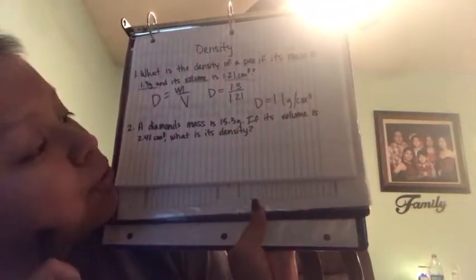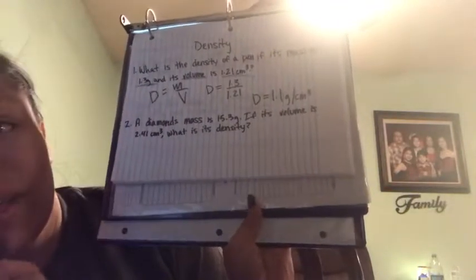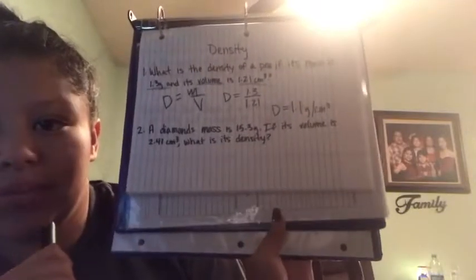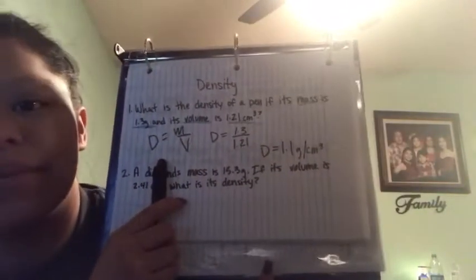Okay? So next up, we have the problem that states a diamond's mass is 15.3 grams. If its volume is 2.41 centimeters cubed, what is the density? So this one's asking for the density as well. We will use this formula again. Let's write down the formula just so we can get used to seeing it, and it helps with memory as well.